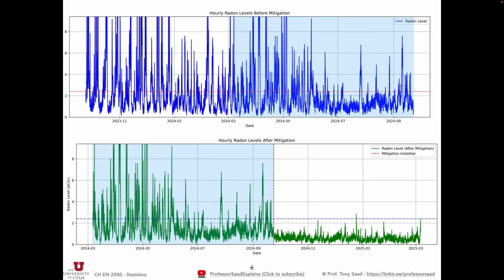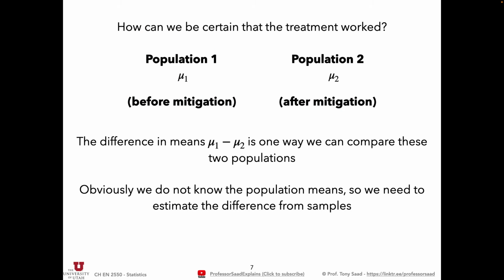So how can we make sure that the treatment works? What is the treatment here? It's applying a radon mitigation system. Okay, so I have two populations now, or two samples from my data from radon collection. We'll talk about that in a bit. And how can I make sure that my radon mitigation actually did drop the radon exposure for me? How can I be sure of that?